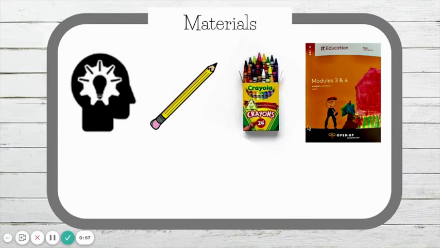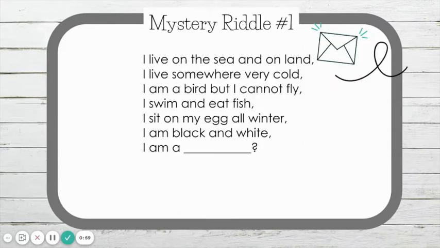Today, we're going to begin with some animal riddles. Here's mystery riddle number 1. As I read the riddle aloud, you'll be thinking about what the animal might be. At the end, we'll count to 3 and guess together.